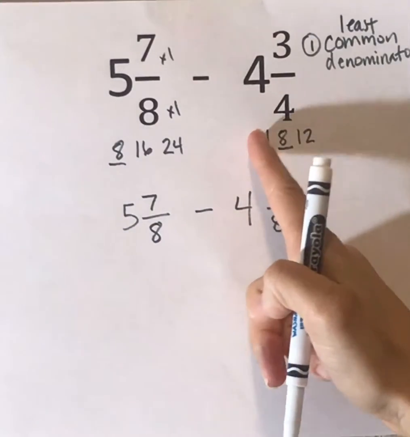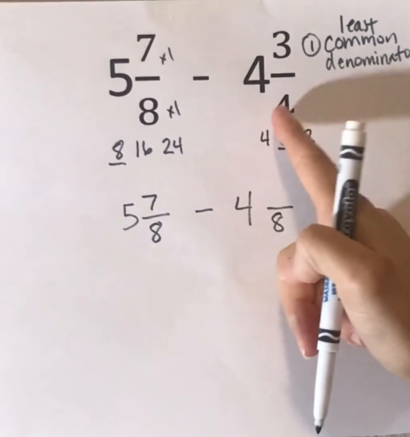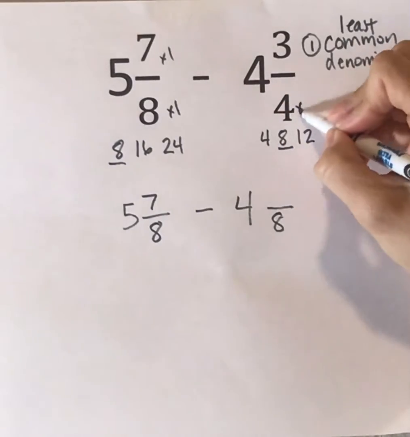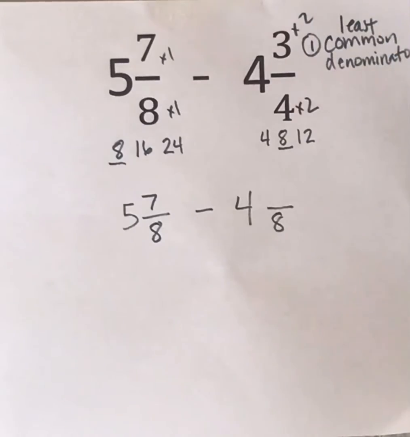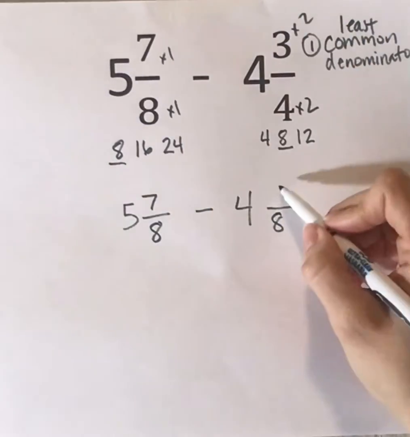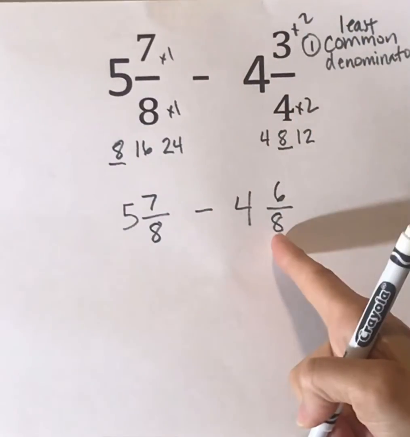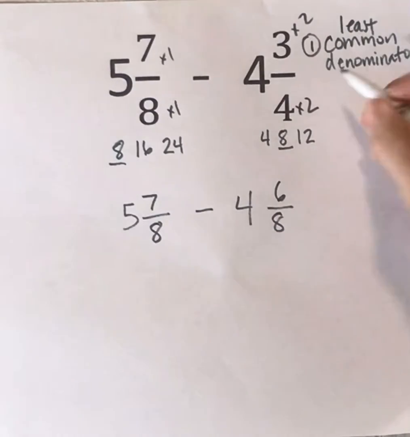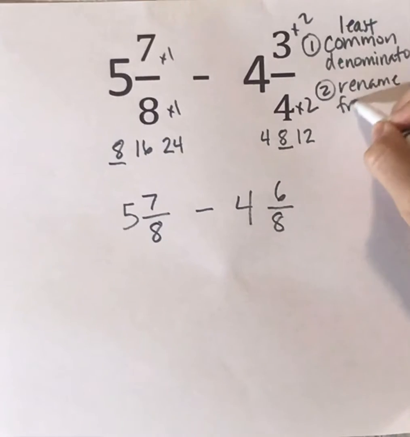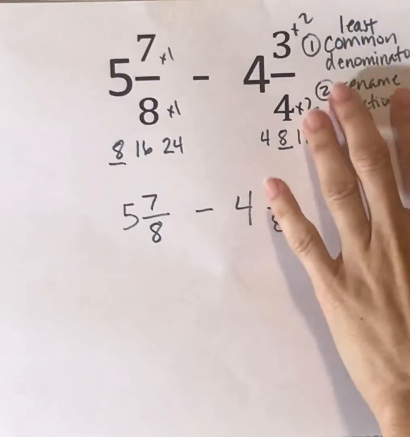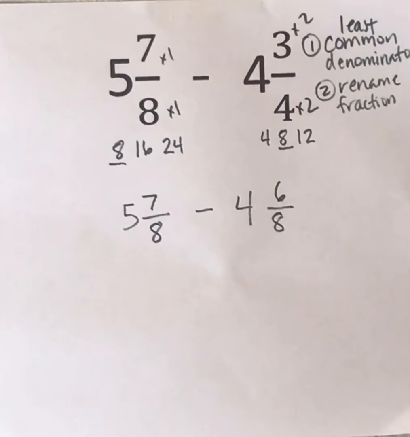Here I have 1, 2. So that means I need to multiply 4 by 2. And what I do to the bottom, I have to do to the top. So 3 times 2 is 6. 4 times 2 is 8. So now my second step was to rename the fractions. So now I've renamed those fractions using the common denominator. And you rename those fractions by multiplying.